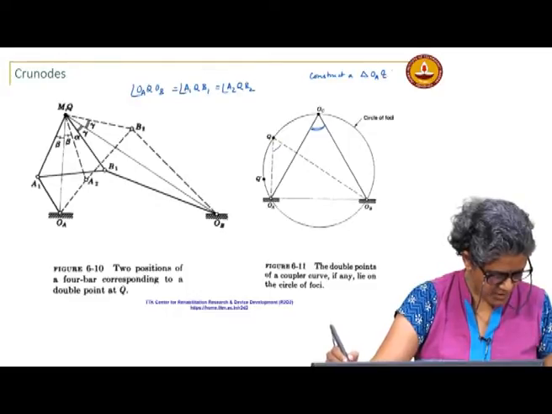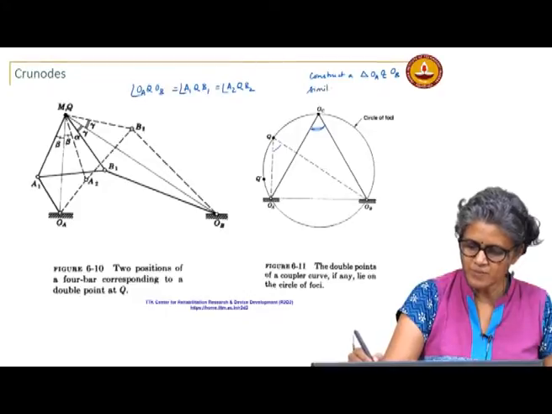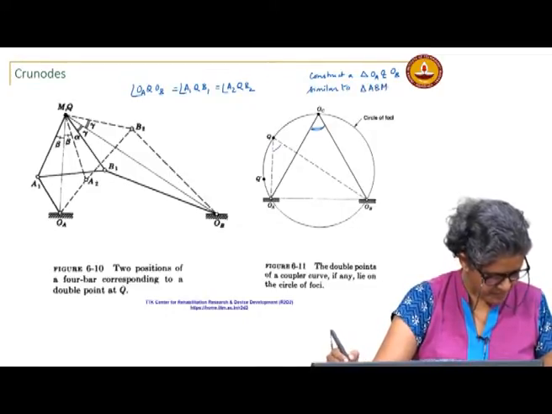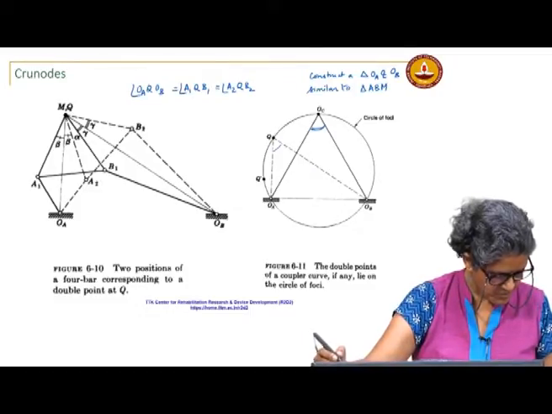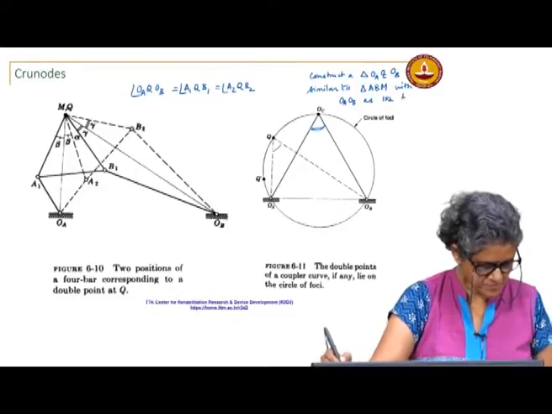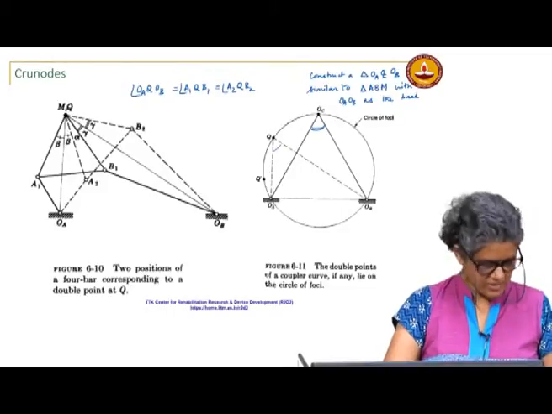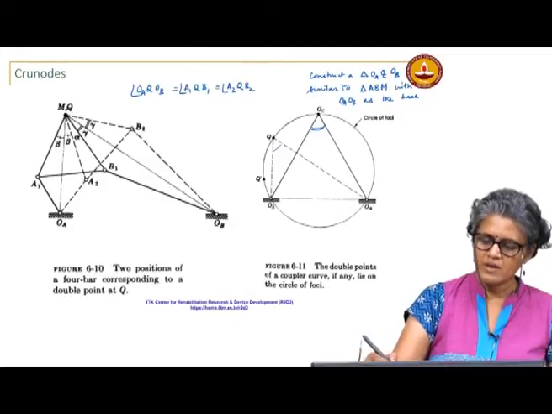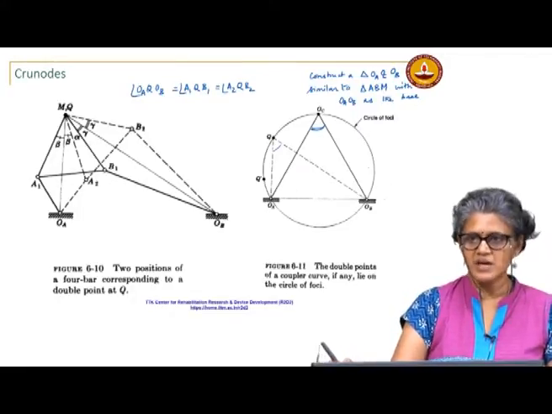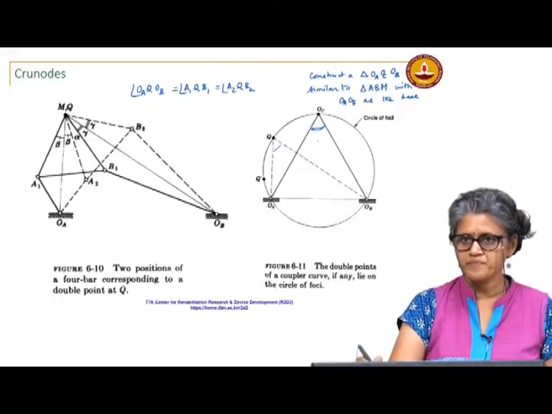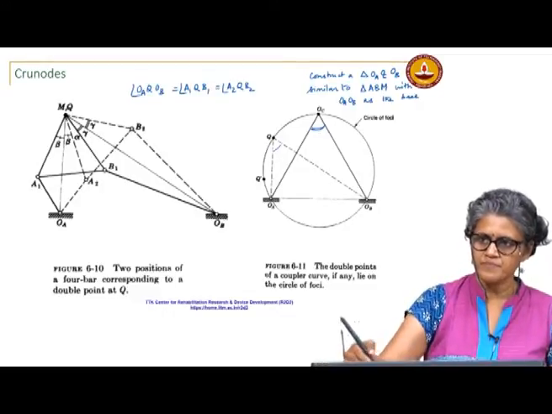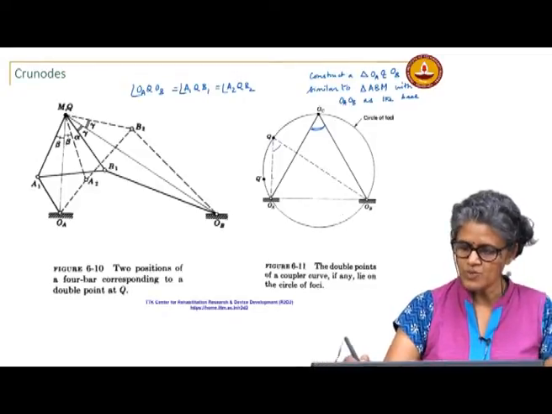So, if I construct a triangle OA, OC, OB, which is similar to the coupler triangle ABM, with OA OB as the base, then if I take any point Q, that angle is going to be the same as this angle subtended here. So, Q must lie on the circle passing through OA, OB and OC.